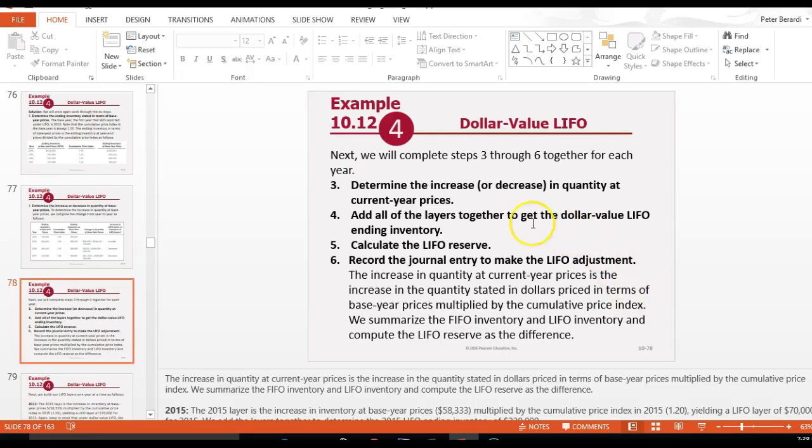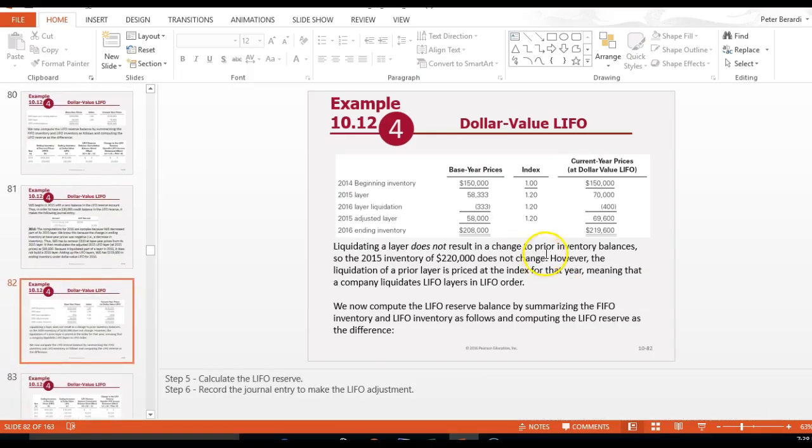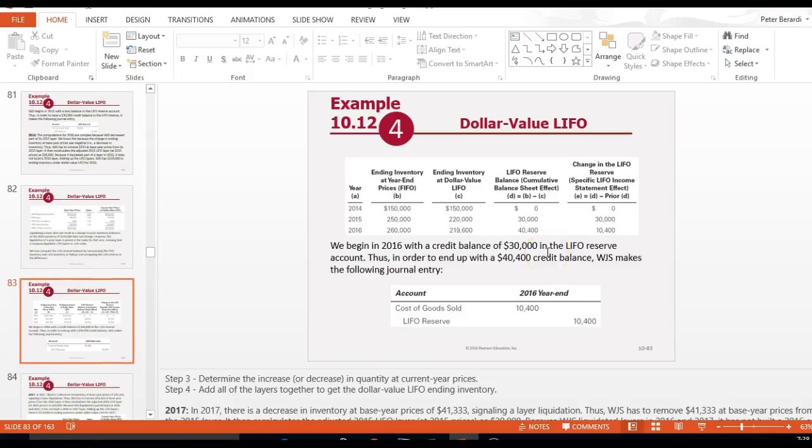3. Determine the increase or decrease in quantity at current prices. 4. Add all the layers together to get the dollar value LIFO ending inventory. 5. Calculate the LIFO reserve. And 6. Record the journal entry to make the LIFO adjustment. Your journal entry is going to be a debit or credit to cost of goods sold, depending on an increase or decrease in the reserve. So basically, we're going to go right to the problem.